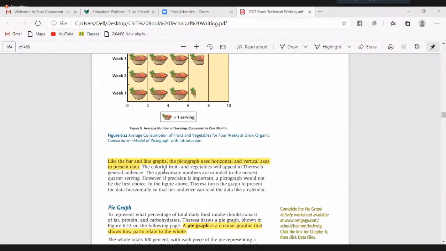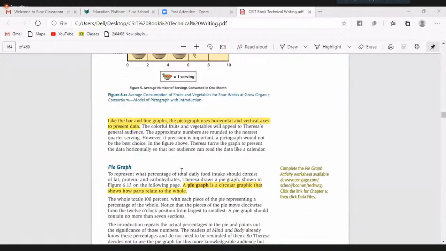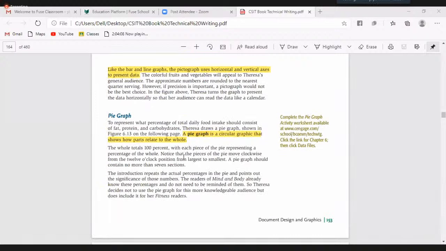So like the bar and line graphs, the pictograph also uses horizontal axis and vertical axis to present data. Okay. So when you write the answer, whatever question I give you, you use only the highlighted lines in the answer. That will be clear. Pie graph. This is also called pie chart.